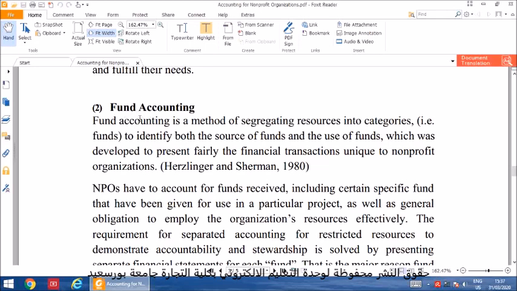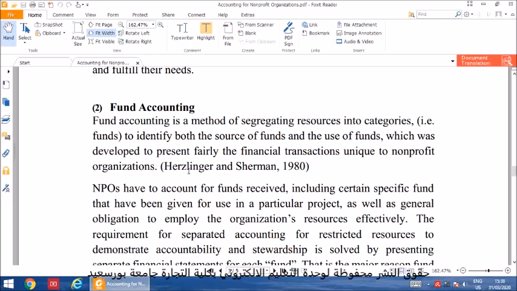Fund accounting is a method of segregating resources into categories, funds, to identify both the source of funds and the use of funds. We need to identify two important points: the source of funds and the use of funds, which was developed to present fairly the financial transactions unique to non-profit organizations.